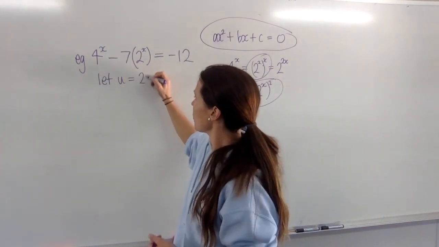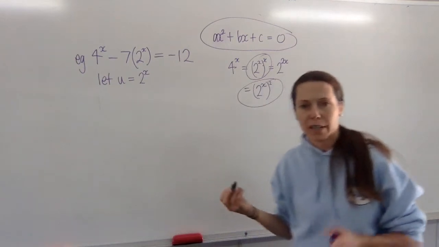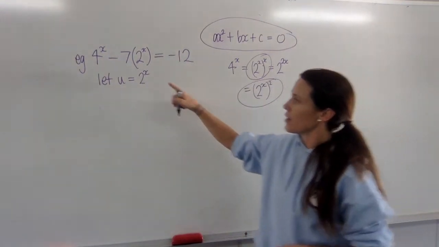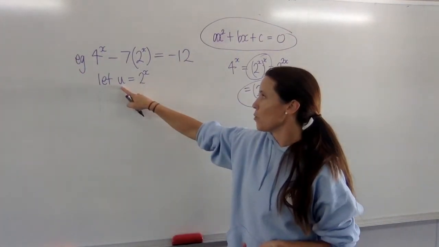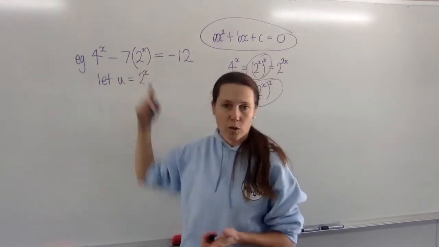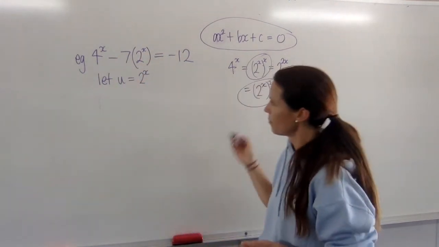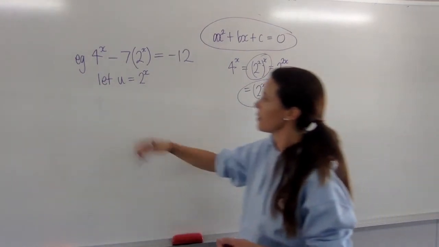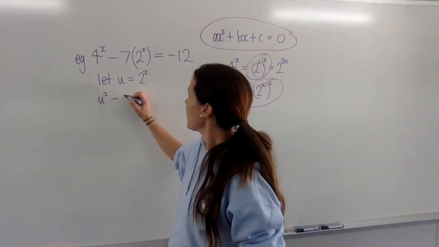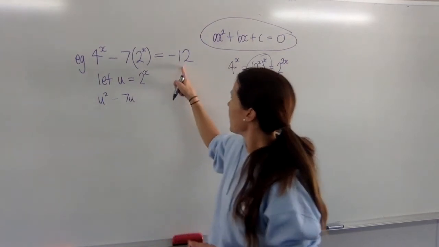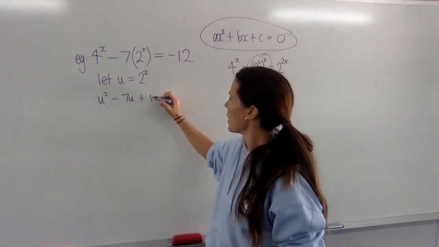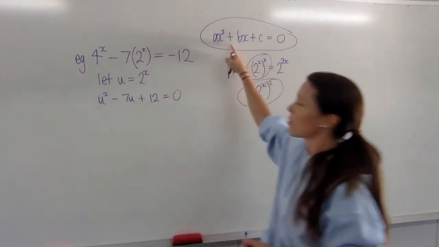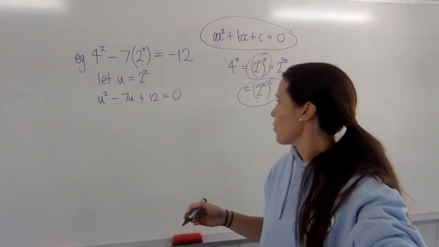So I'm going to write exactly what u is. Let u be 2 to the power of x. And remember in my hints section, I said generally you want to let u be the simpler of your two expressions. Okay, so here I've got u squared minus 7u, and now I'm adding 12 to both sides, so I can have that over here. And now it looks like a quadratic, and it's really quite straightforward to factorise.